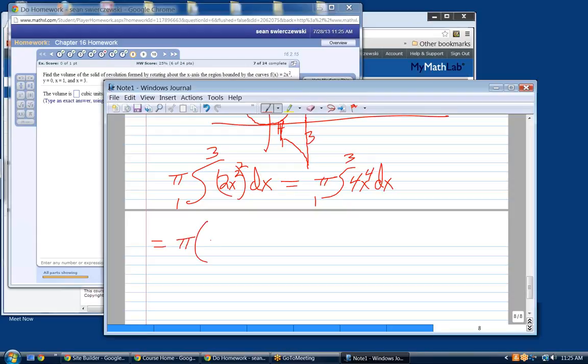And that would make it 4x to the 5th over 5. Three to the 5th is 243, so it's going to be 972 over 5 pi. As a final answer or as the first part? First answer.